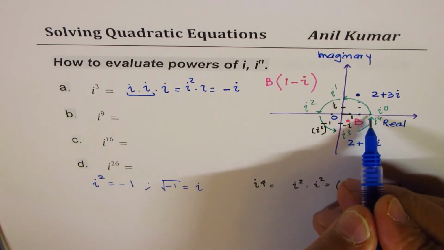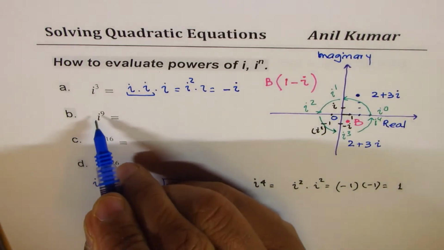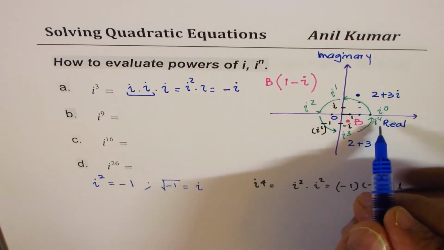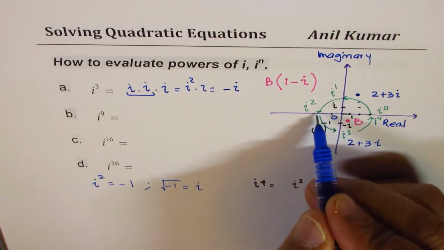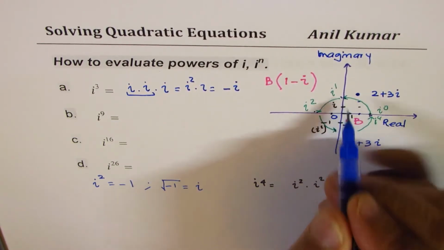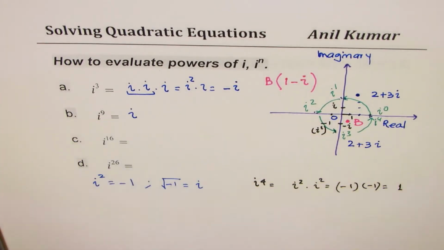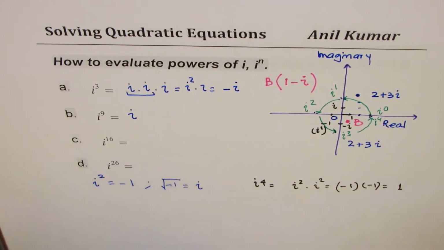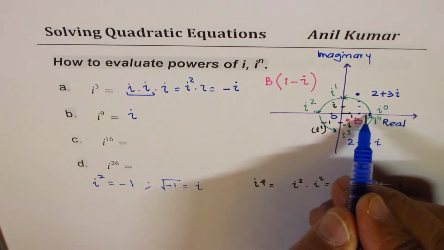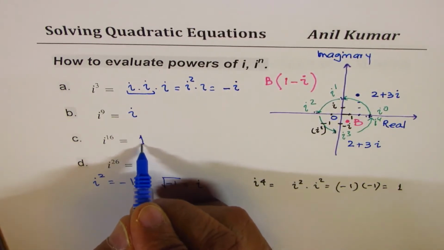0 is here, right? So it is 1. So we say 1, 9. We have to go to, right? So it's 1, 0, right? 0, 1, 2, 3, 4, 5, 6, 7, 8, and 9. So it should be i. Do you see that? 16. 1, 2, 3, 4, 8, 12, 16. So it should be number 1.